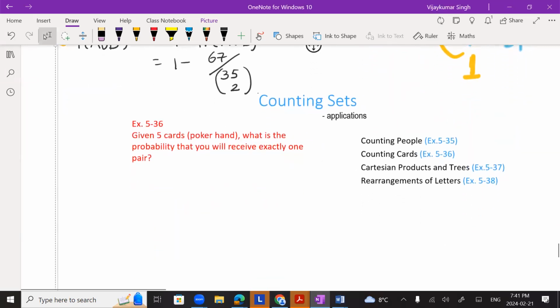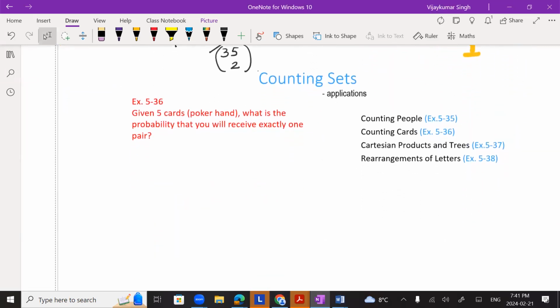All right. Now let's look at the following problem. You have 5 cards, a poker hand. What is the probability that you receive exactly 1 pair? Let's think about it. So you have 5 cards, all right? And you're asking, what is the probability that you receive exactly 1 pair? Let's try to understand this problem first. So how many cards are you choosing? 5 cards, right? Do you agree?